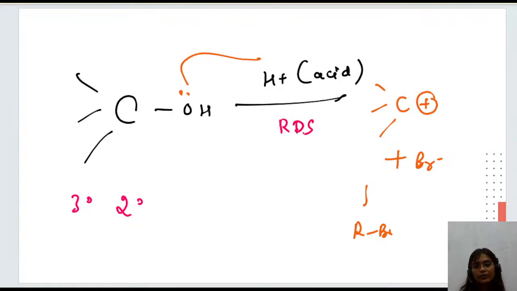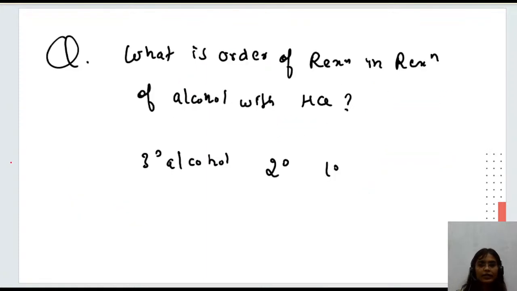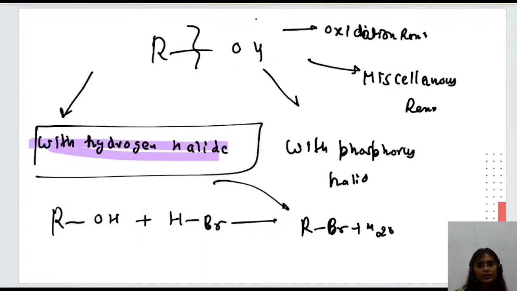Okay, RDS step. So what? Obviously, the correct answer is going to be the tertiary, secondary, and primary. Okay, this is all for the class. In the next class, we're going to discuss the left portion and one more you have to add. That is a dehydration. And dehydration, you already know.